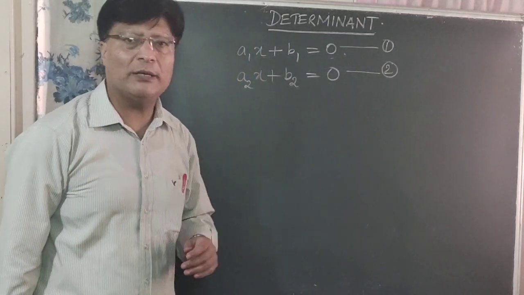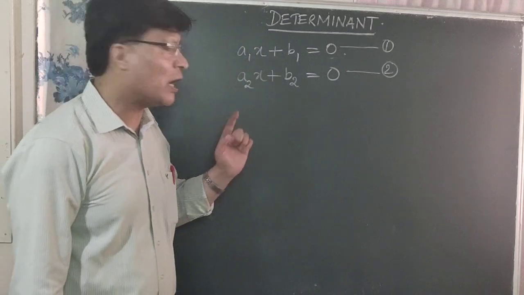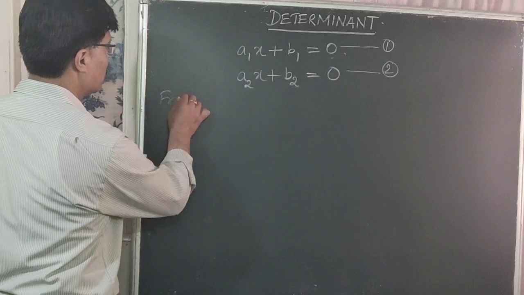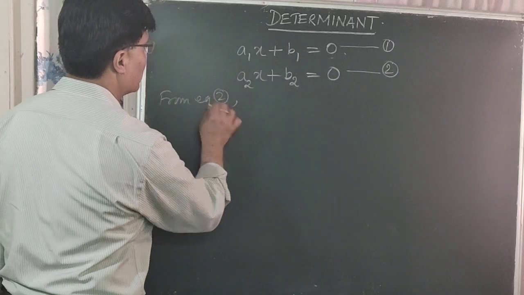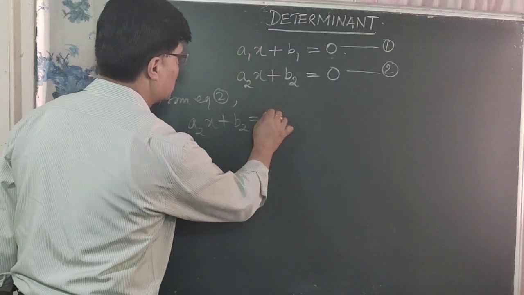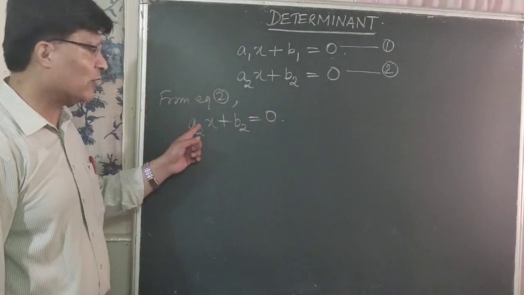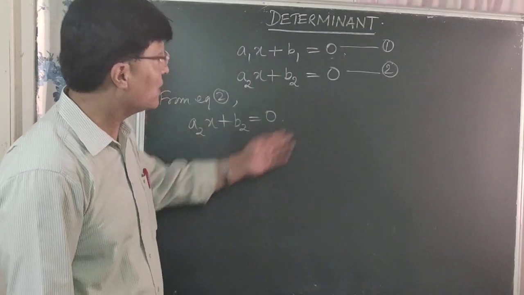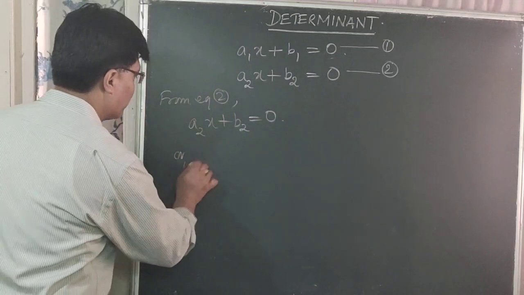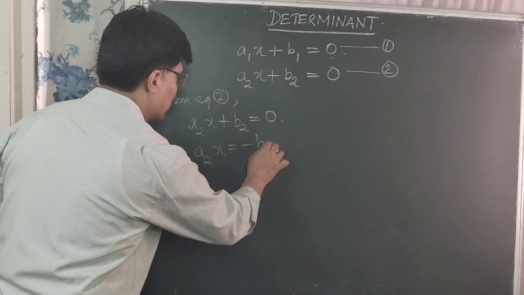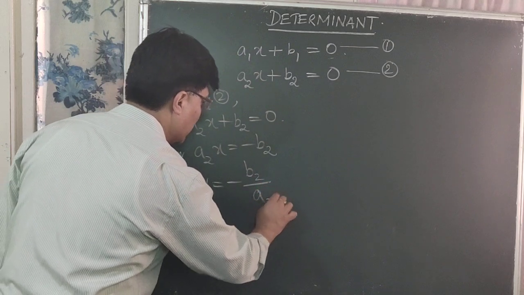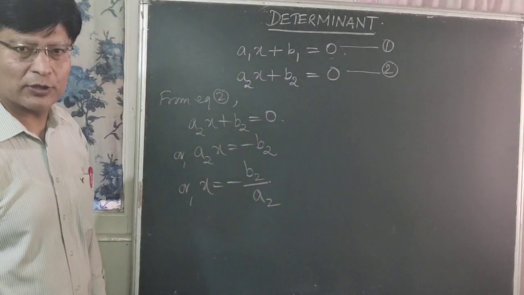Now you know how to eliminate x from these two equations. So from equation 2 we have a2x plus b2 is equal to 0. Let us find out the value of x from this equation and put the value of x in the first equation so that x will be eliminated, okay? Or a2x is equal to minus b2, or x is equal to minus b2 upon a2. Is it clear to all of you?